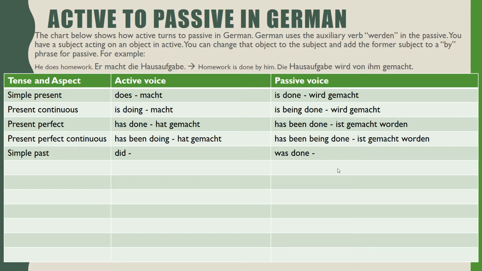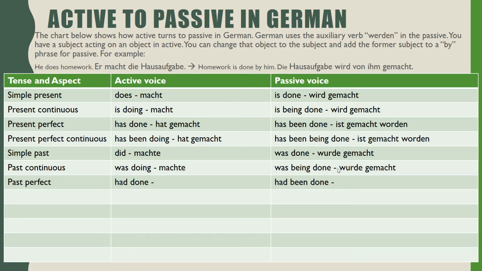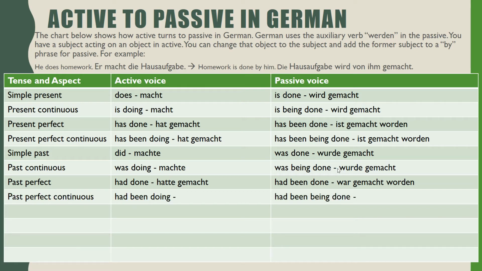Simple past, did, was done, machte, wurde gemacht. Past continuous, was doing, was being done, machte, wurde gemacht. Past perfect, had done, had been done, hatte gemacht, war gemacht worden. Past perfect continuous, had been doing, had been being done, hatte gemacht, war gemacht worden.